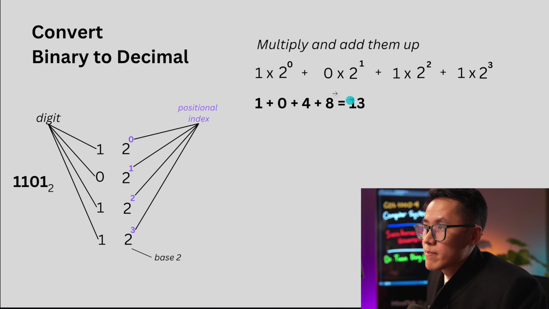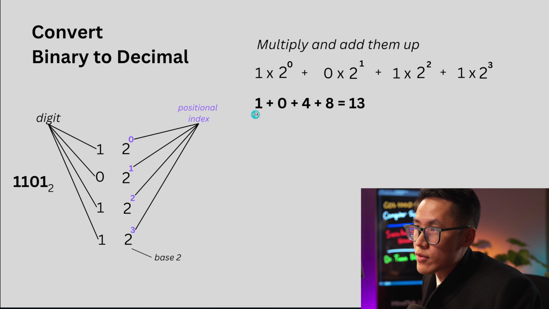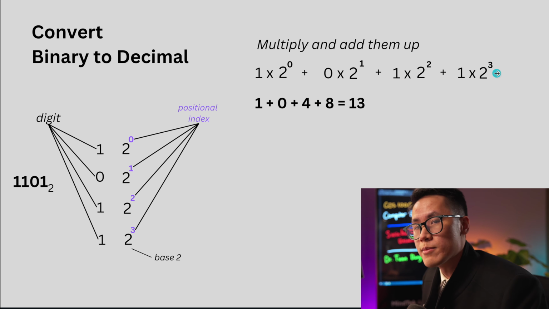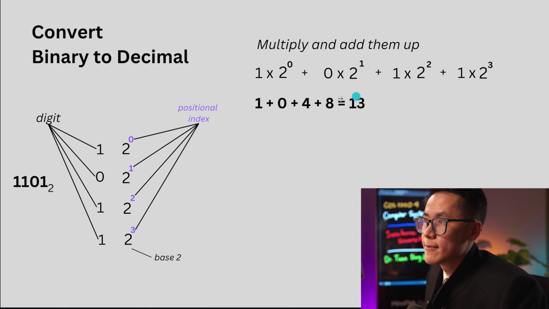Okay, if I add them up, 2 to the power of 0 is 1. So this is 1. 0, of course, is 0. 2 to the power of 2 would be 2 times 2, which is 4. And 2 to the power of 3 would be 2 times 2 times 2, which is 8. And if I add them up, I will get 13.